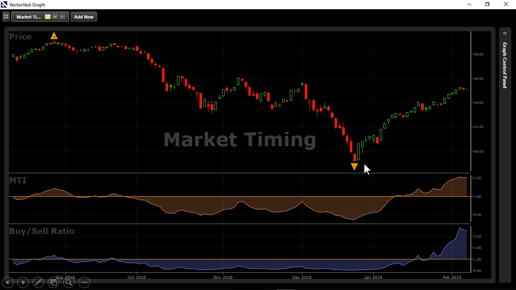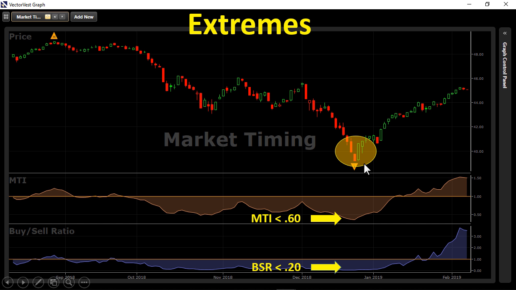And lastly, the market can hit extreme levels, like it did recently off of the December 24th bottom. VectorVest recognizes an extremely oversold market when the MTI is below 0.60 and the buy to sell ratio is below 0.20. Now that happened in December of last year, and we got a nice explosive rally on December 26th, and the market has really taken off from there. And I'll show you folks in a little bit how to recognize when exactly to take action off of these extremely oversold levels.